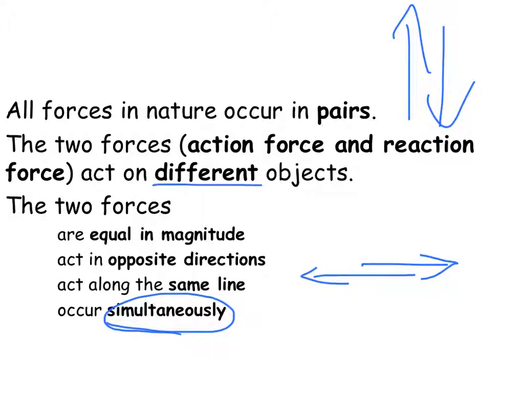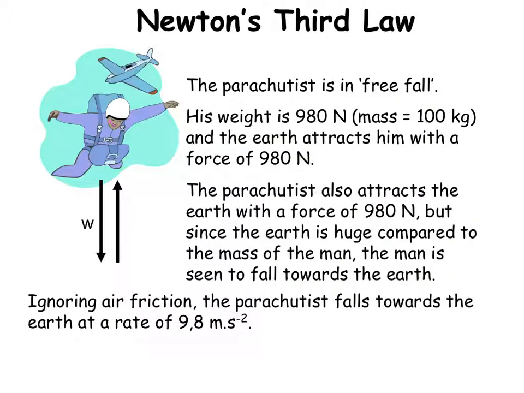Because they are acting on different objects, they can have different results depending on the mass of the object, how much friction there is with the object, etc. But it's important to consider each object separately. So, we've got this parachutist. He's in free fall. He has a mass of 100 kilograms, which means his weight is 980 newtons. He is being attracted to the earth by 980 newtons, and he is attracting the earth with 980 newtons. The earth is huge, so it does not actually move, but the man moves towards the earth. The rate of acceleration is 9.8 meters per second squared.